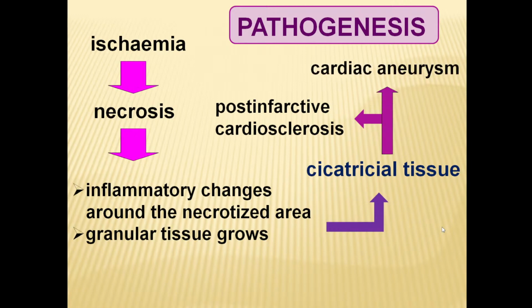More grave, if the necrotic focus is wide and deep and there is insufficient growth of granular tissue, it will be very thin and significant in its size, and a cardiac aneurysm will be formed. It's a negative variant of myocardial infarction because any excitation may finish with rupture of the aneurysm and death of the patient as a result of heart tamponade.